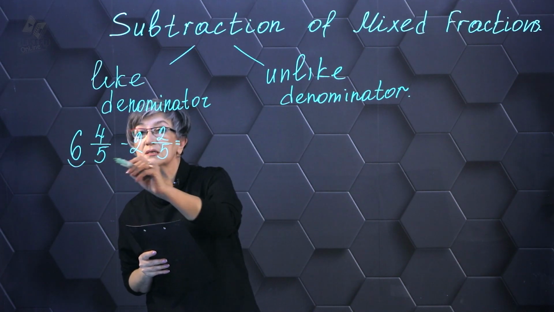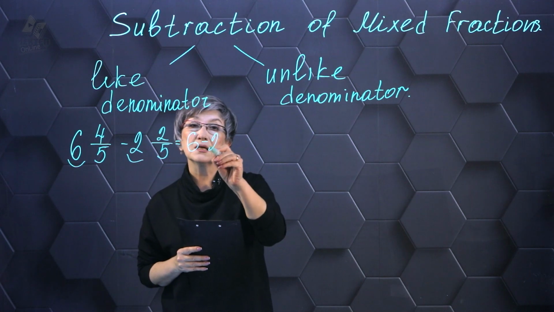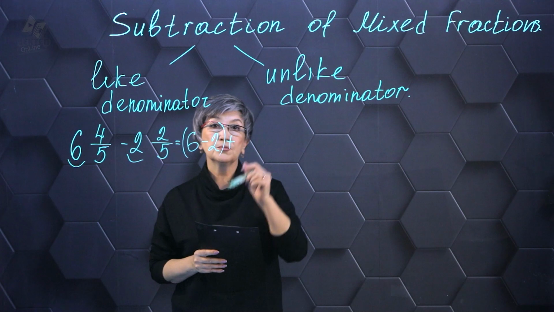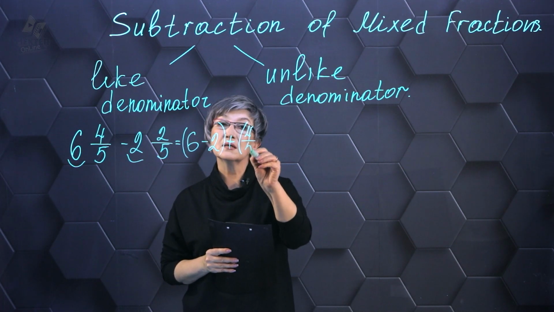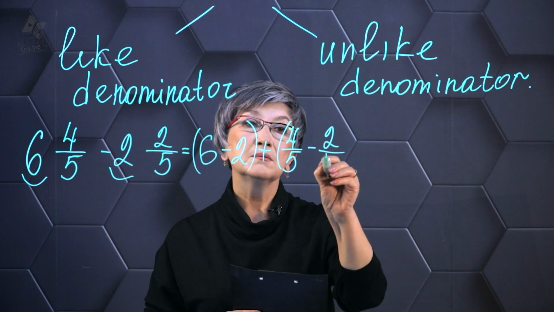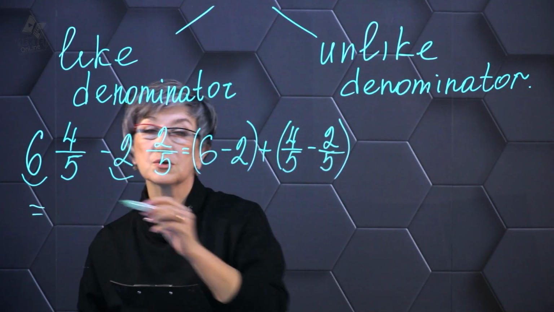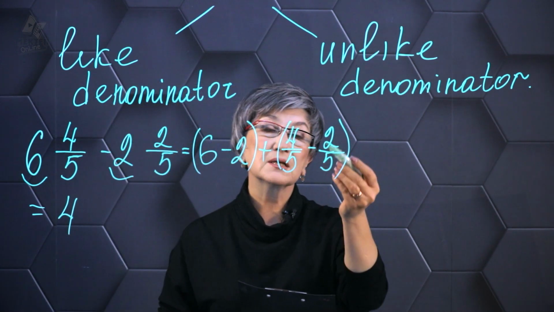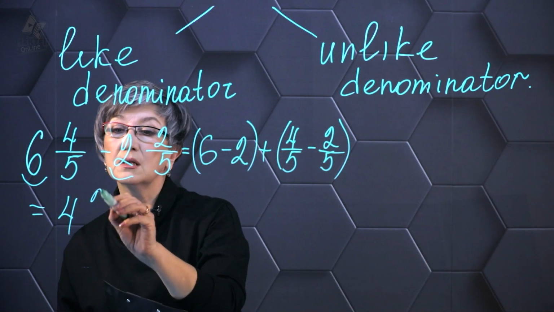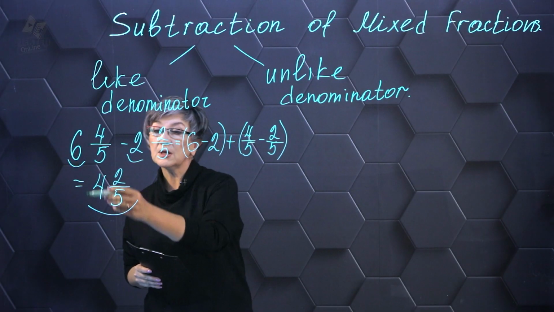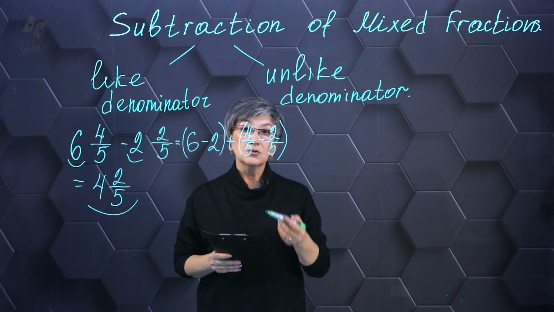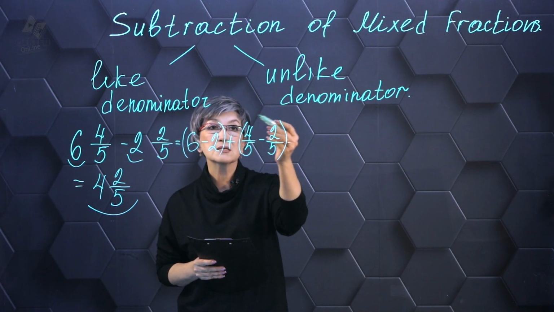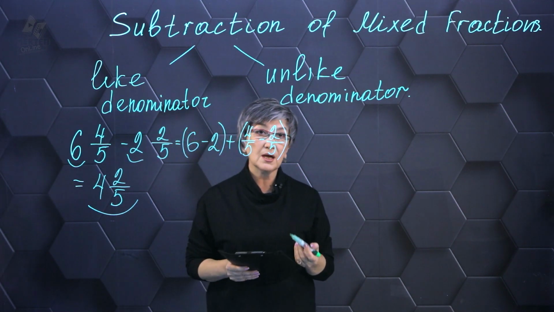I'm going to first subtract the whole numbers, 6 minus 2, and then I'll work with the fractional numbers, which is 4/5 minus 2/5. What does that result in? Obviously 6 minus 2 is 4, and 4/5 minus 2/5 is 2/5. And the outcome that we achieved is a mixed number. That is, we fixed our denominator, worked with whole parts separately and with fractional parts. As a result, we got the answer.